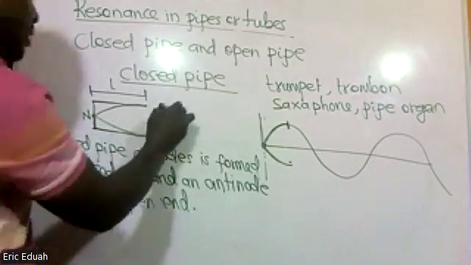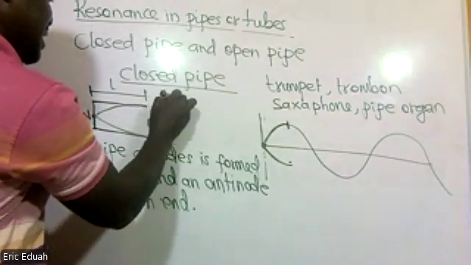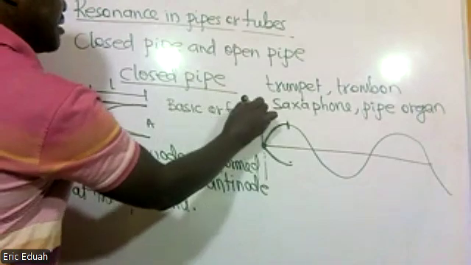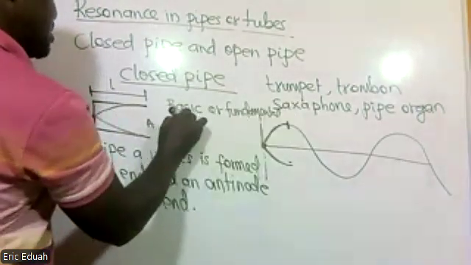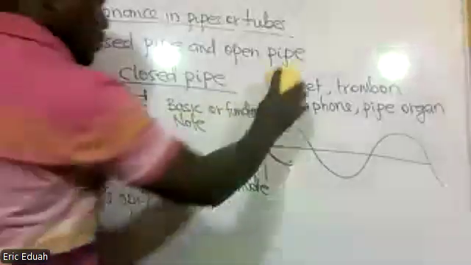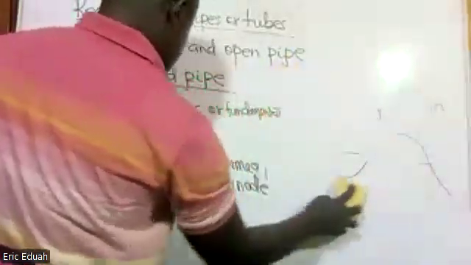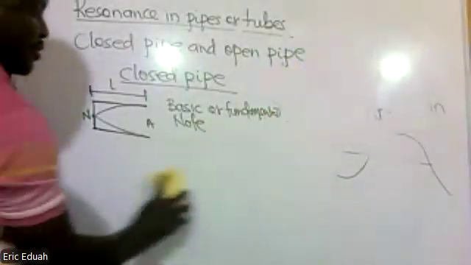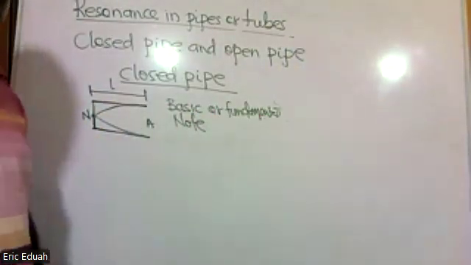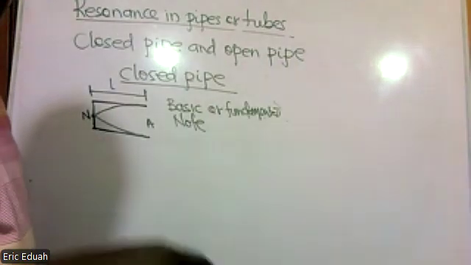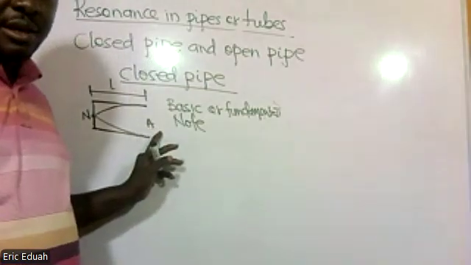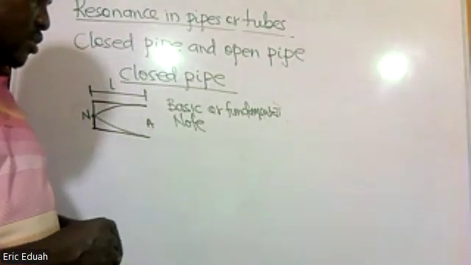So that's the first fundamental note, the basic or fundamental note for a closed pipe. So this will be the first note. If this is the first note, stationary waves are formed with a particular wavelength and frequency. What will be the wavelength? What will be the frequency of this note?